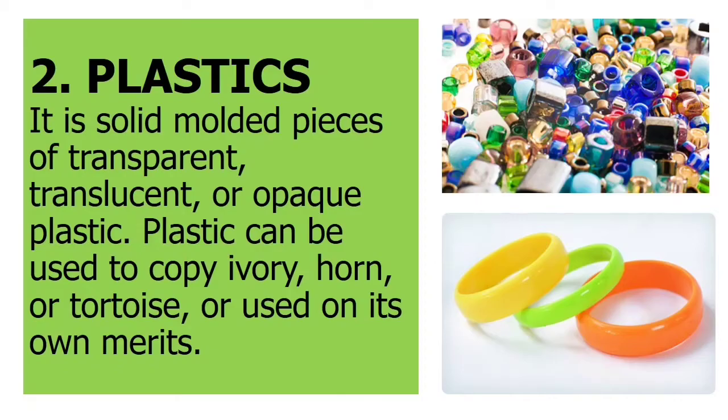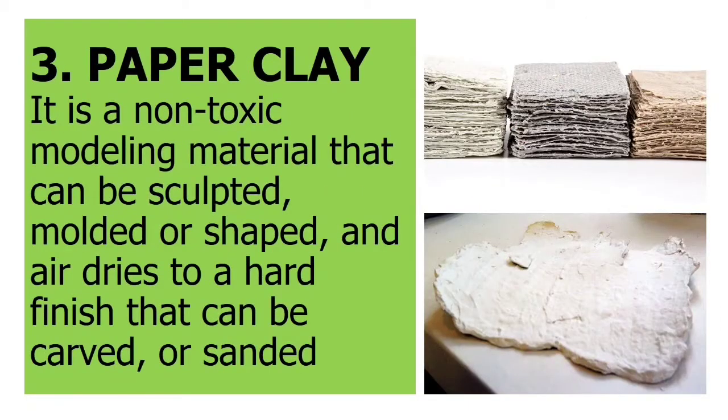2. Plastics. Plastics are solid molded pieces of transparent, translucent, or opaque plastic. Plastic can be used to copy ivory, horn, or tortoise, or used on its own merits. 3. Paper clay. It is a non-toxic modeling material that can be sculpted, molded, or shaped, and air dries to a hard finish that can be carved or sanded.